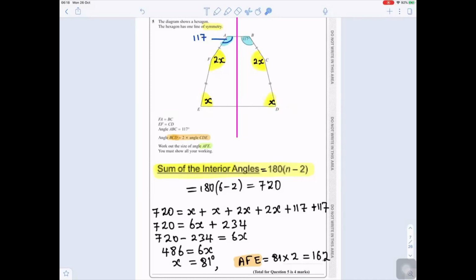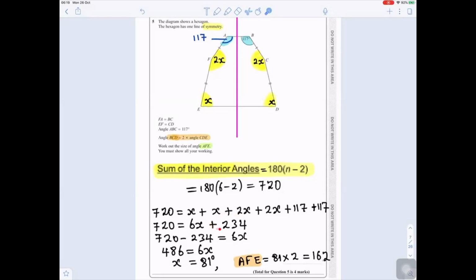Now you add all of them together. x plus 2x plus 2x. x plus x is 2x, plus 2x gives 4x, plus 2x gives 6x. So we have 6x plus 117 plus 117, which gives 234. And all of that equals 720. We need to solve this equation.